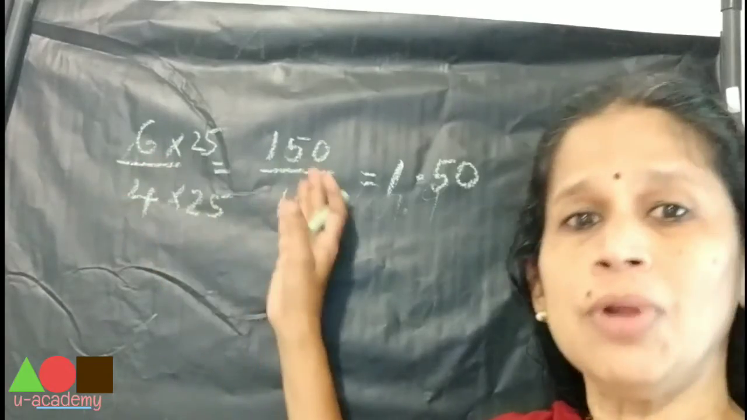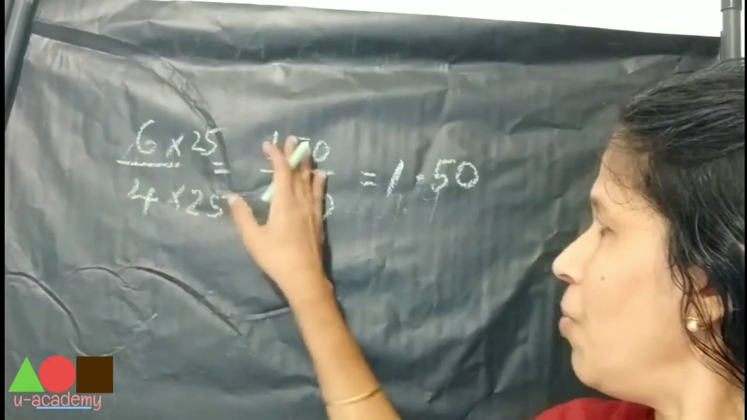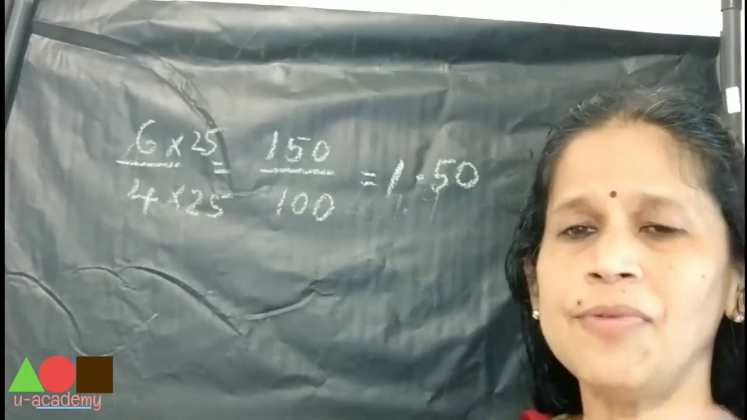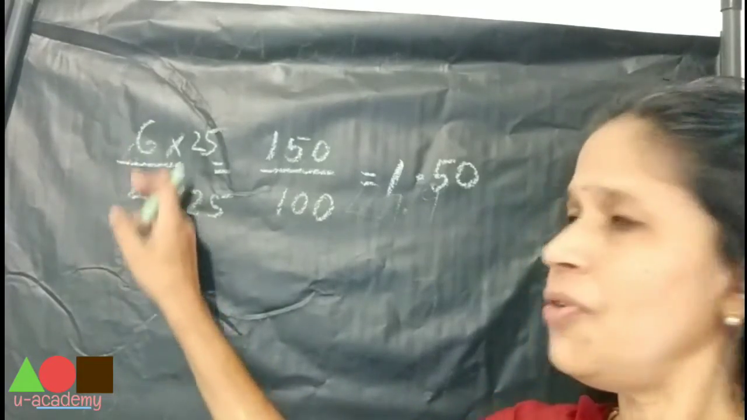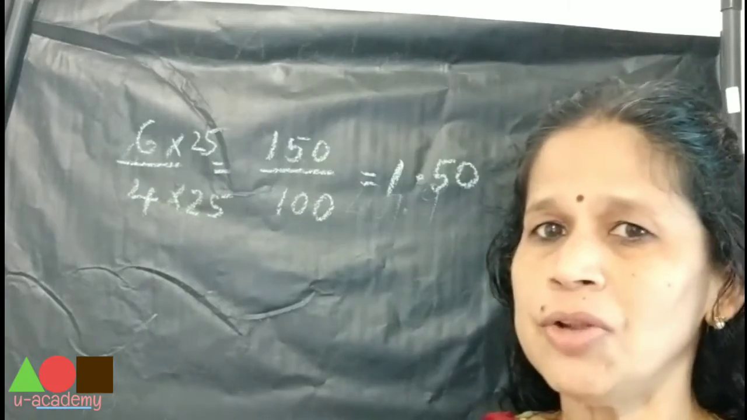Why are we getting the equivalent fraction? Because 6 by 4 and 150 by 100 have the same value. It doesn't change the value of the given fraction. That's why we get the equivalent fraction.